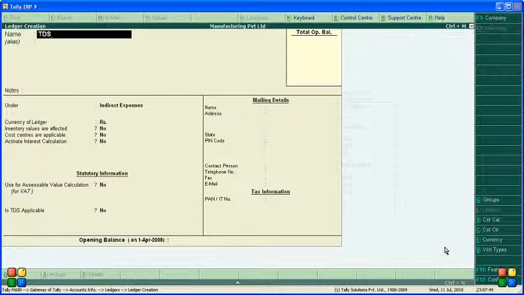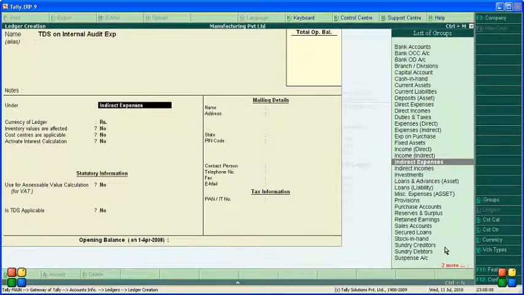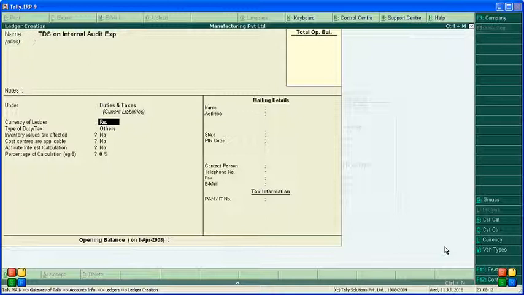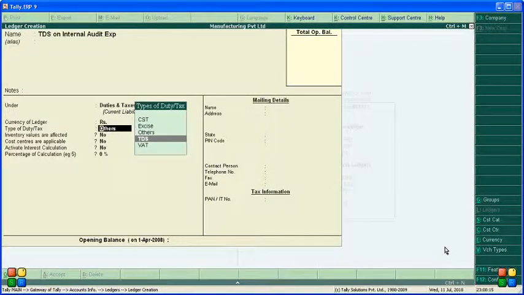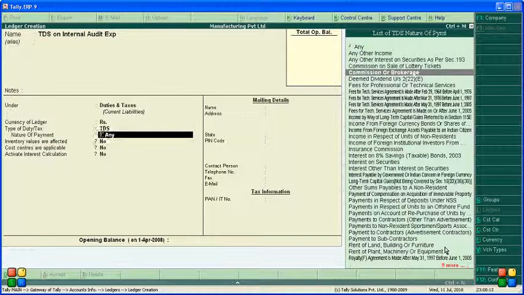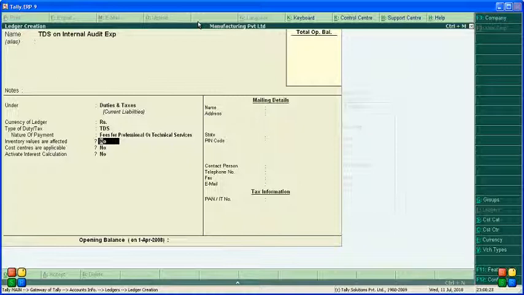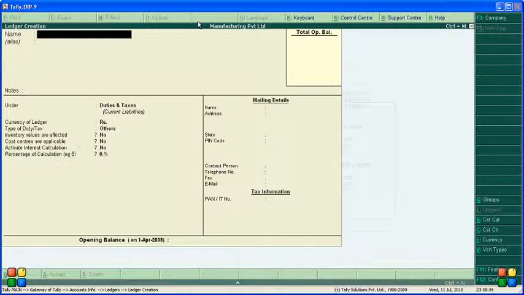TDS on internal audit expenses means we are paying tax directly at source for the purpose of internal audit expenses. So accept the screen. Under duties and taxes, select the type of duty as TDS. Nature of payment: fees for professional or technical services. Then accept. Inventory no, cost centre no, interest calculation no. Accept the screen.